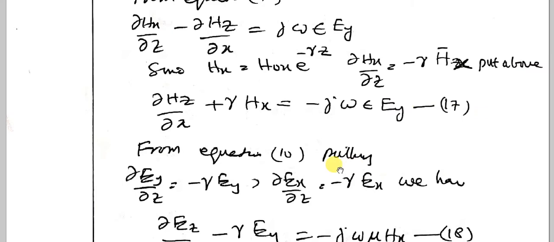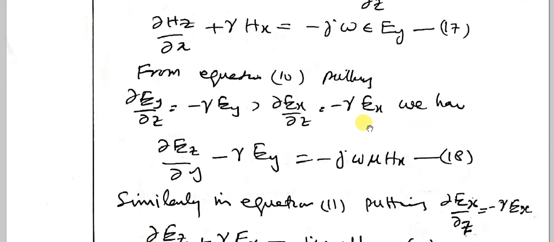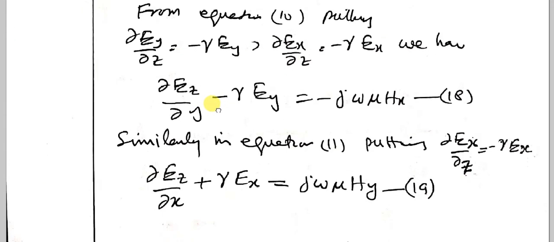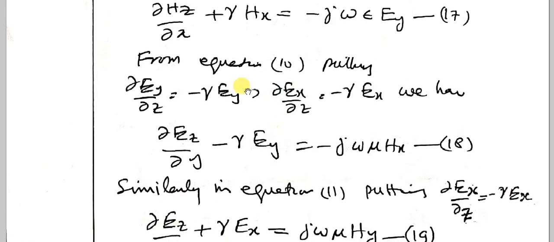From equation 10, putting delta Ey by delta z equal to minus gamma Ey, and delta Ex by delta z equal to minus gamma Ex, you see this is Ey and this is Ex. So what we have is delta Ez by delta y plus gamma Ey. Every reference is given. Equation number 10 is there.